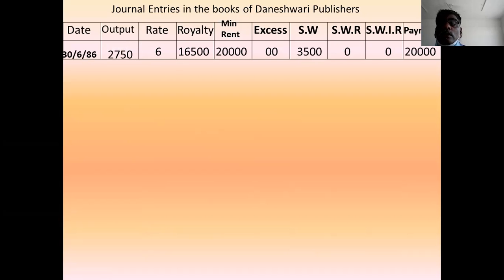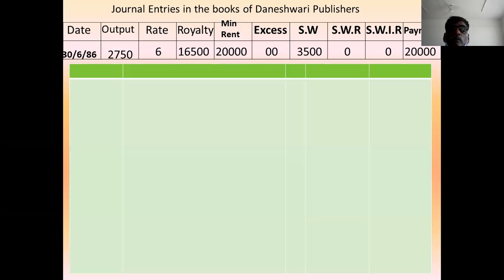You directly write the journal entry. For your convenience, I have taken the table. You don't take the table. Remember this point. Okay, this is the journal entry format: first year, date, particulars, LF, debit, credit. First year date is 1986. You see here, in this line, SW is 3,500, so this is to be debited in the first entry. This is the common point you remember, and pass the entry.